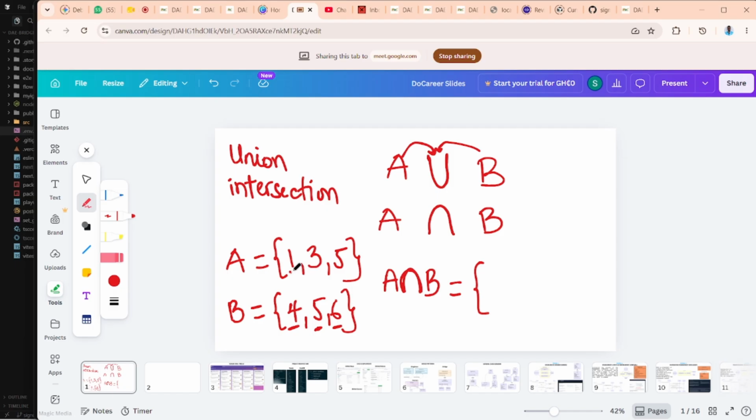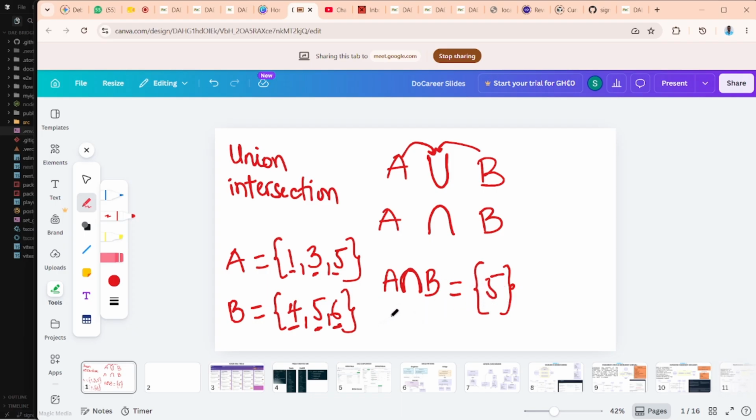So 1 is here, 1 is not here. 3 is here, 3 is not here. 5 is here, 5 is here. So 5 is something in common. Then 6 is here, 6 is not here. So it's only 5 that they have in common. It should be a set. That's why even if it's one thing, it should be a set.